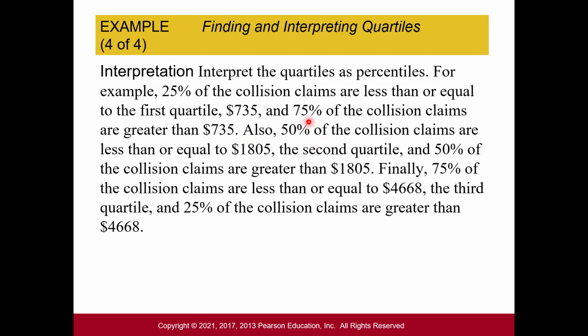And then if we look at another point, 50% or Q2, or the 50th percentile, 50% of the claims are less than or equal to that number we found in the middle, 1,805. And so that's our second quartile, and then 50% of the claims are greater than that number. And then our final quartile, Q3, which is the same as our 75th percentile, 75% of the collision claims are less than or equal to $4,668, our third quartile value. And the other way to say that is 25% of the claims are greater than that data value.